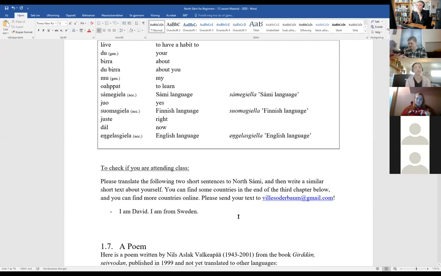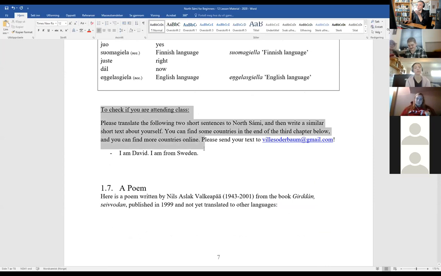Yeah. And then we have this in this class. I wrote this last like a text here. Please translate the following two sentences to North Sámi and then write a similar short text about yourself. You can find some countries in the end of the third chapter below, and you can find more countries online if you find the dictionary somewhere. Please send your text, this is the way I'm going to see if you have been to class. I already started to get these before class started today because people saw it in the lesson material, but here I put it, so today you can see it, and then it's easy to find it quickly.